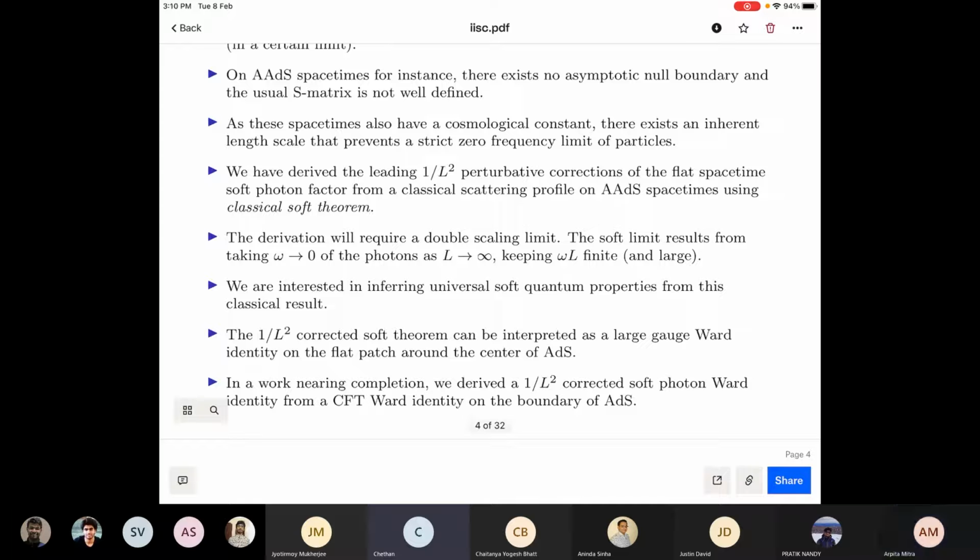What does it mean to say 1 by L squared corrections to flat spacetime? L is basically changing the structure of the observable, right? Instead of having S matrices, now you'll have correlation functions. So I'm a little bit confused about what you mean by 1 by L squared corrections. What are you constructing the corrections around? Is it around the flat space calculation? It is around the flat space calculation.